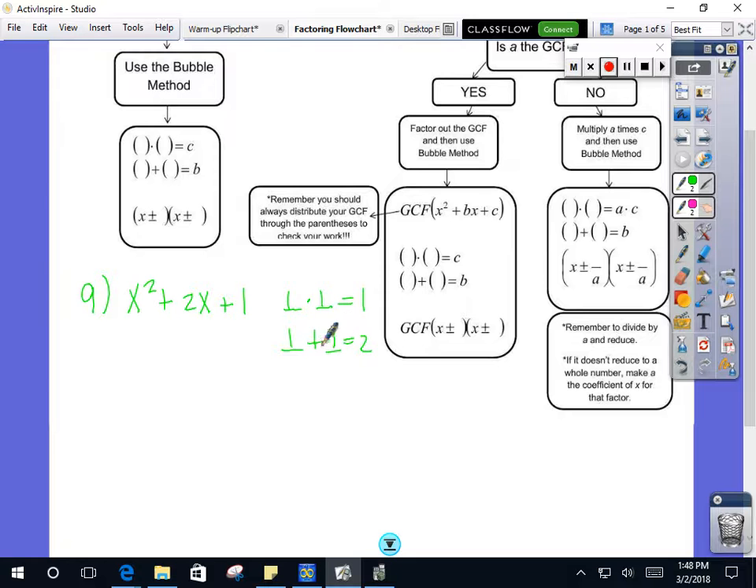Now, the reason I put one on here that easy is because I want to show you what can happen on the test. We all know that the answer will be x plus 1 times x plus 1. But say that you're looking at all four choices and you do not see that. It may be because they wrote the answer like this, because they're the same. So you can just write it once and square it.